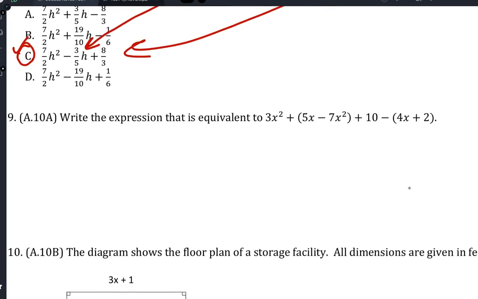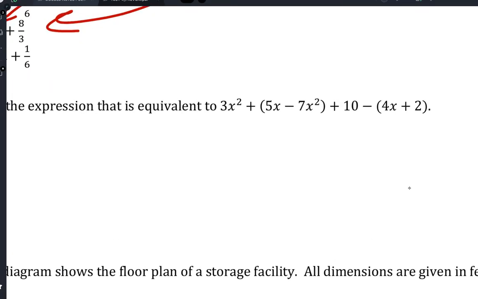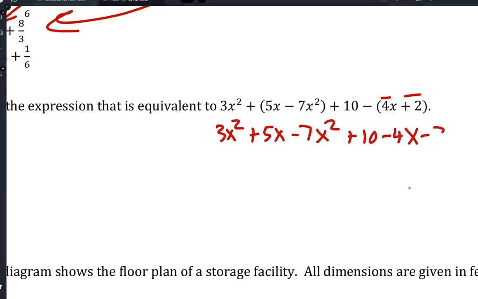Let's go to number 9. On number 9, we can't use the calculator because there's no parentheses. Rewrite the problem because that minus distributes. So 3x squared plus 5x minus 7x squared plus 10 minus 4x minus 2. Okay, we're going to single underline the x squares, double underline the x's, and triple underline the numbers.